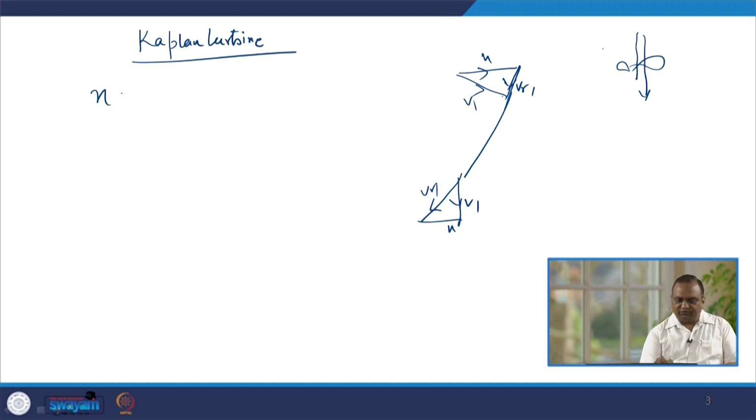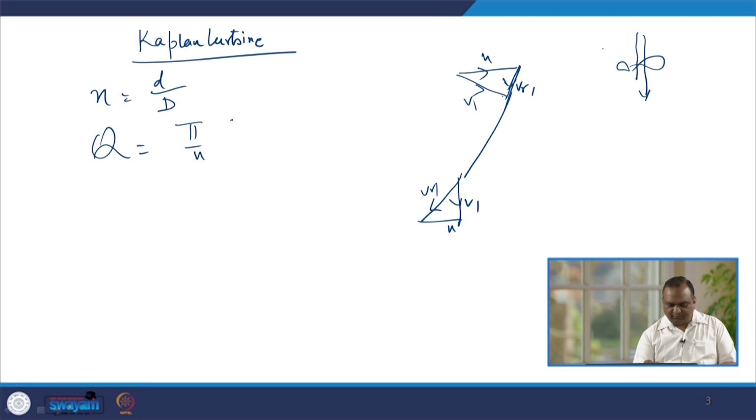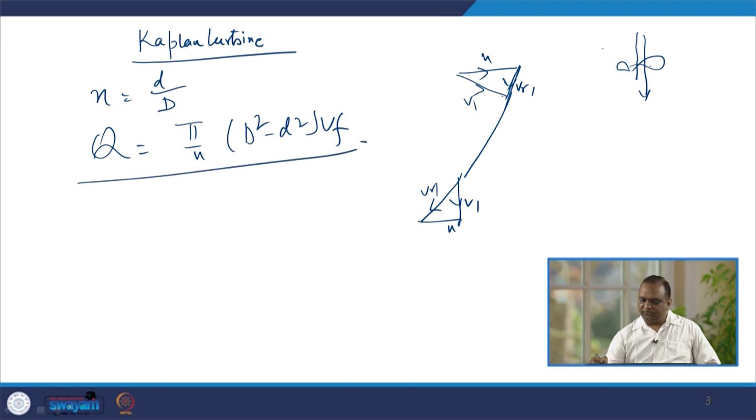So, for this also, N is equal to D by D, and Q, the volumetric flow rate, is equal to pi by 4 (D square minus d square) times the velocity of the flow. The velocity of the flow is in this direction, and this is the diameter of the hub. So, the diameter of the turbine passage, and this is the diameter of the hub, and this much part is remaining through which the flow of the fluid takes place.